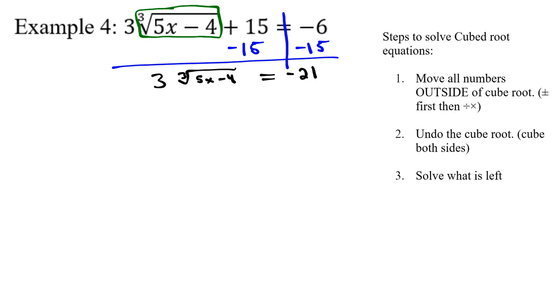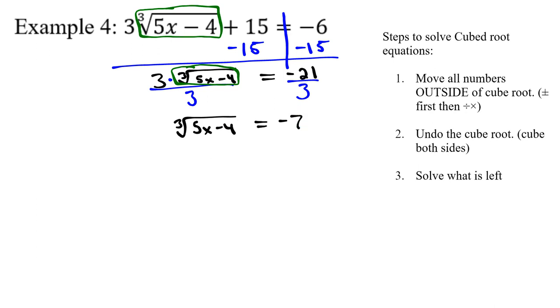Since the 3 is being multiplied, we're going to divide by that 3, because remember the cube root is still not by itself. Let me box it in there. So let's divide both sides by that 3 that's in front. We now get the cube root of 5x minus 4 is equal to negative 7.